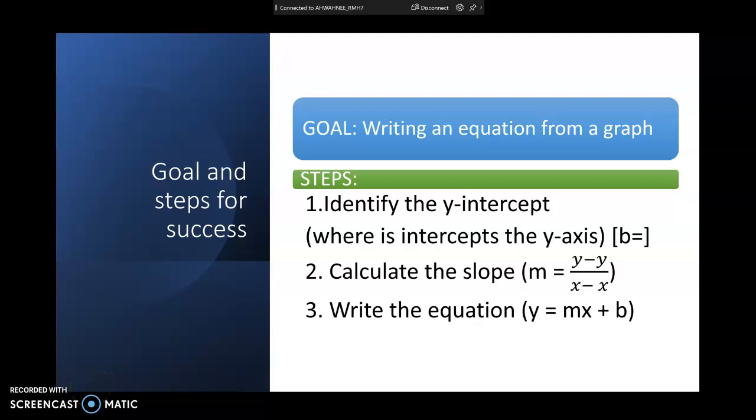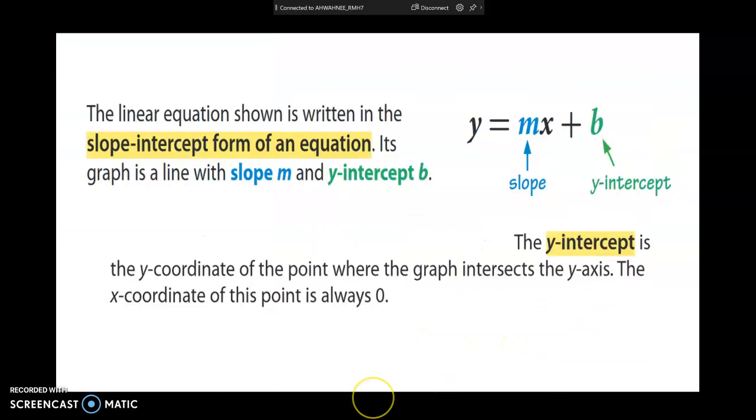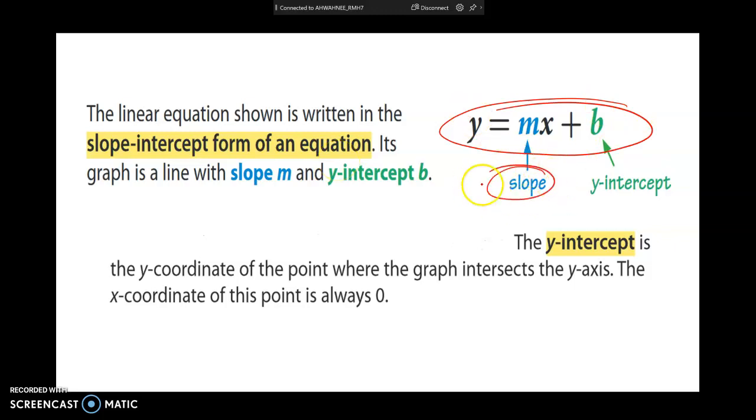Today we're going to be writing an equation from a graph. So we're going to identify the y-intercept, and then we're going to calculate slope and write an equation. All right, here we go. Vocab, same as always. We got slope and y-intercept. We're going to figure out what slope is, and we're going to figure out what y-intercept is.